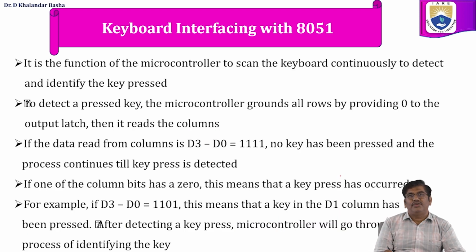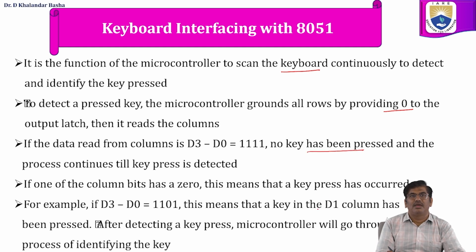It is the function of the microcontroller to scan the keyboard continuously to detect and identify the key pressed. To detect that a key is pressed, the microcontroller grounds all the rows by providing a 0 to the output latch, then it reads the columns. If the data read from the columns, that is D3 to D0 of port 2, is 1, 1, 1, 1 for the 4 columns, that indicates no key has been pressed.